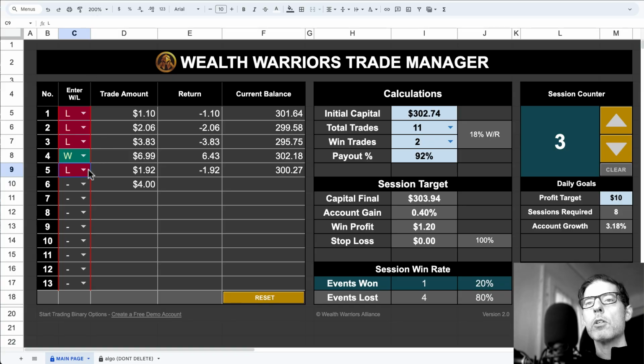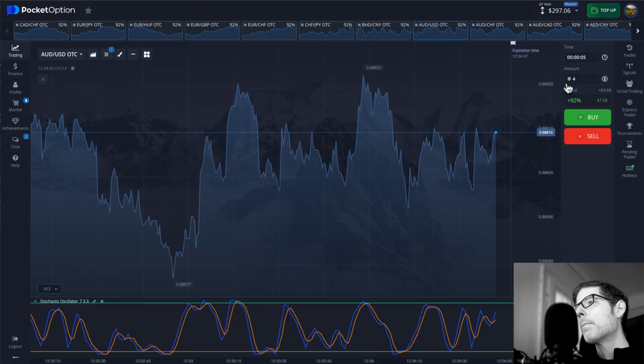Let's go back over here to the trade manager. So how many losses is that? We got 3, 4, 5 losses, only 1 win. What's going to happen, guys? Are we going to make it? Getting a little bit nervous, right? Well, this can happen. You can have multiple losses, and that's what the trade manager is designed to handle, those losses. So let's go ahead and enter the next trade amount, which is $8.35.